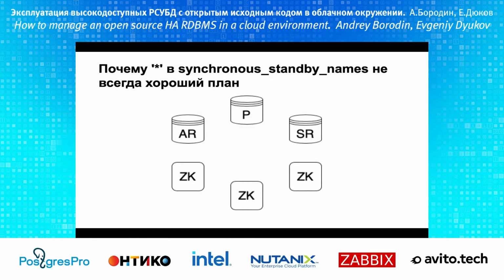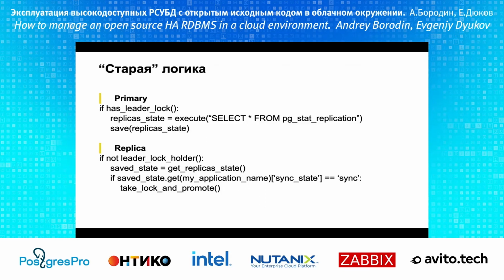This leaves the selection of the synchronous replica to Postgres itself. Postgres then selects the replica. To understand why it is not always good, we need to have a look at the PGSync logic of those times.